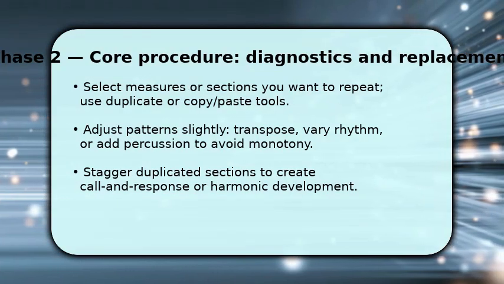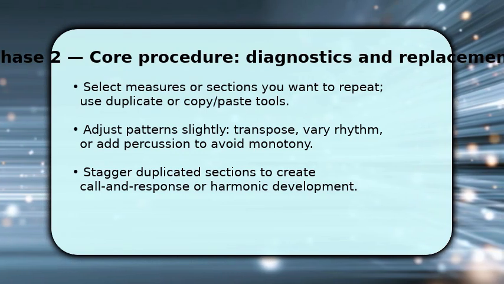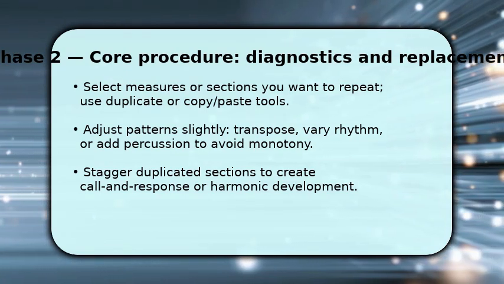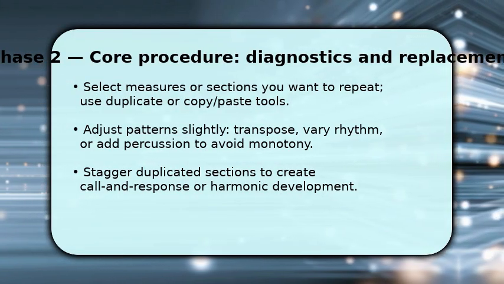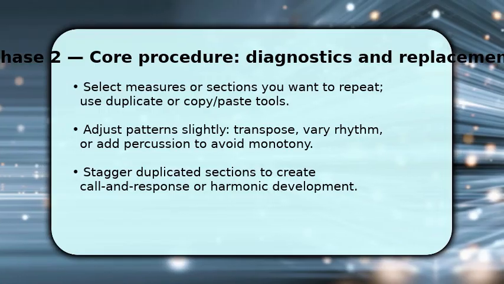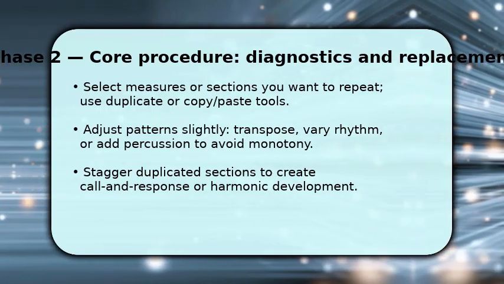Next, duplicate the sections that work well. You select the measures, copy them, and paste where needed. While copying is fast, make sure to vary the repeats. Transpose a part by a step, shift rhythm slightly, or add a percussion layer so the loop doesn't feel static.